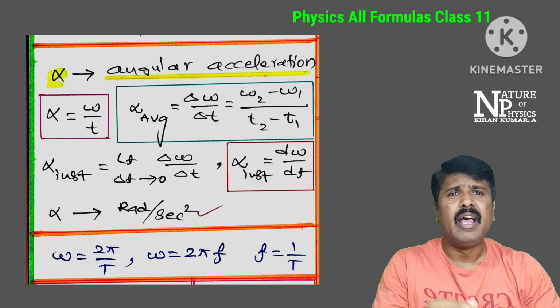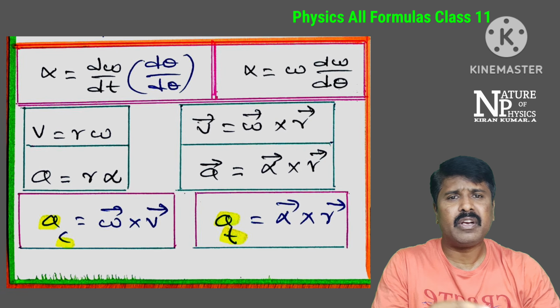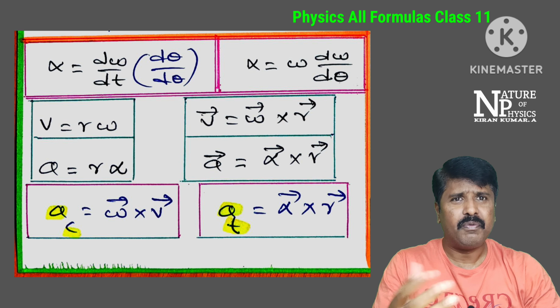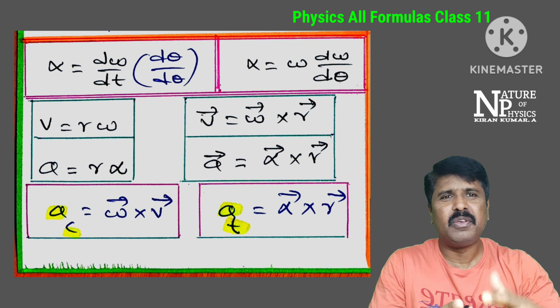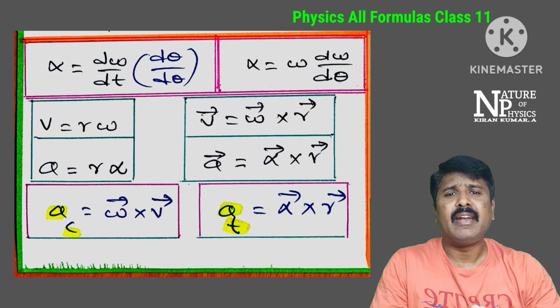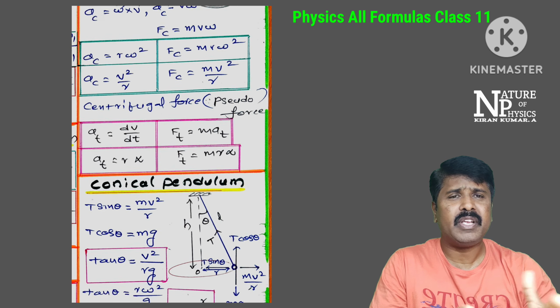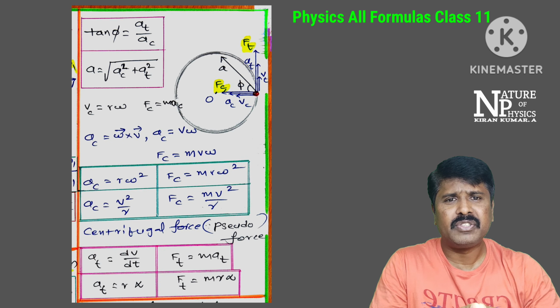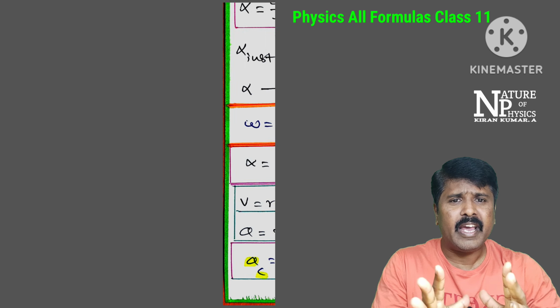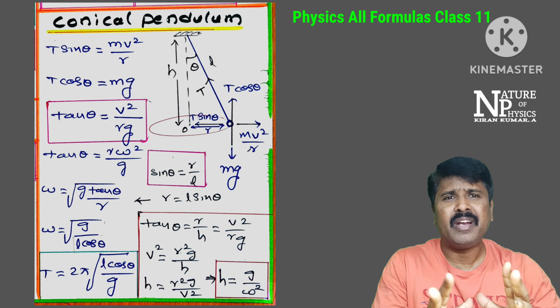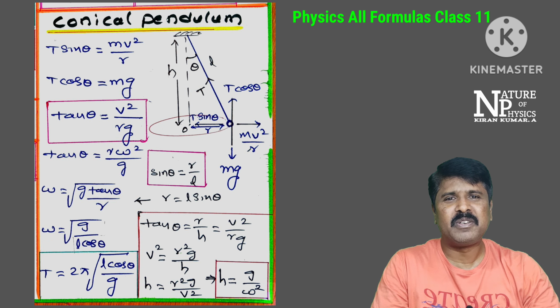Here also given average and also instantaneous velocity, acceleration relations and units also. V is equal to r omega, very useful formula. Okay, and a_c is the centripetal acceleration, a_t is the tangential acceleration given. a_c, a_t relation, F_t, F_c relation, clear diagram derivations I gave you, student. Next one is conical pendulum also is there.